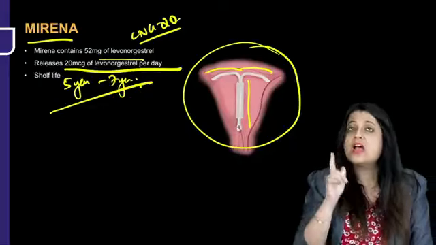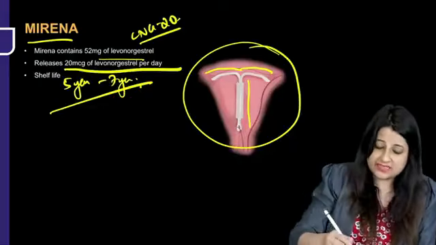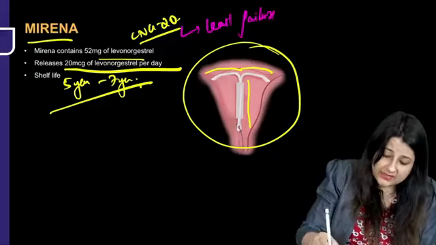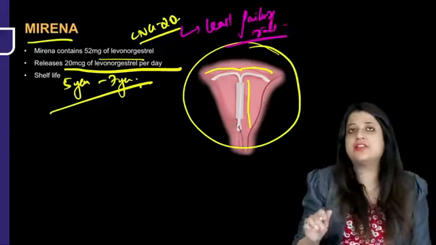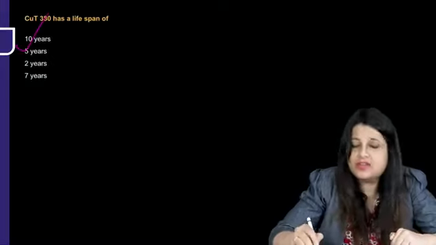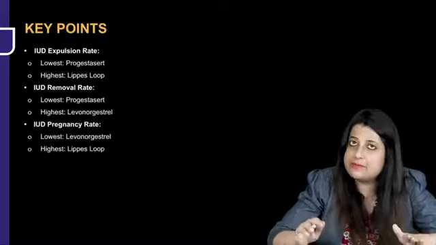Please remember, out of all the intrauterine devices, Mirena has the least failure rate, guys. Okay? The lowest failure rate. Alright. So, copper T has a shelf life of 10 years. This has come many, many times.